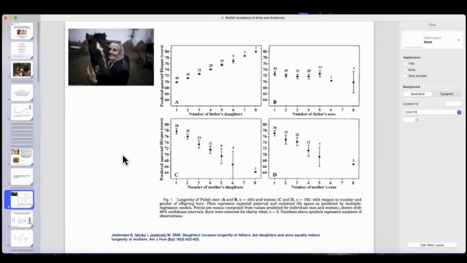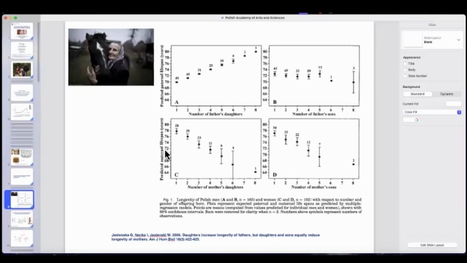Now, we'll come back to this because other studies have not found this effect. But Dr. Jasienska has made a very, very compelling argument as to why that is, and we'll get to that in just a bit. But this shows that demographically, there's some very compelling evidence to show that reproduction does have a cost in terms of lifespan.